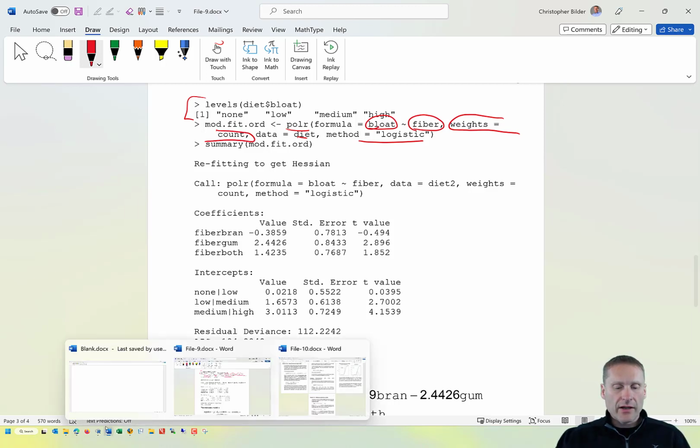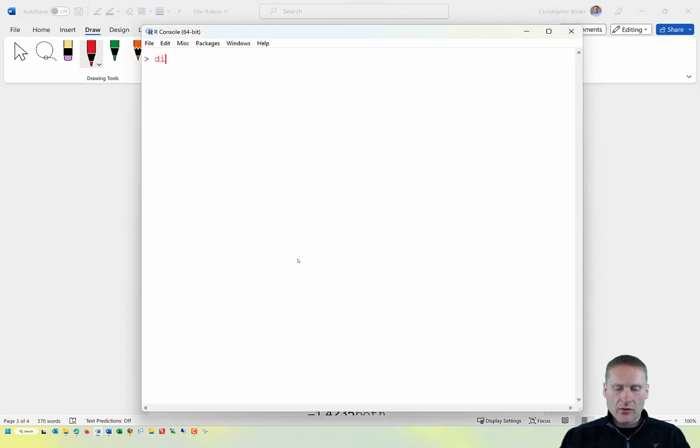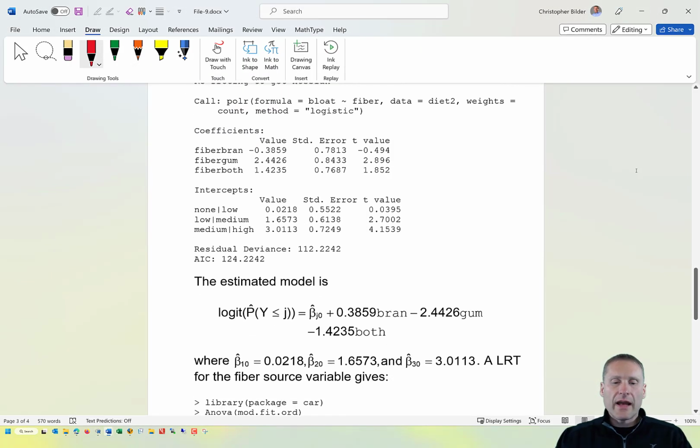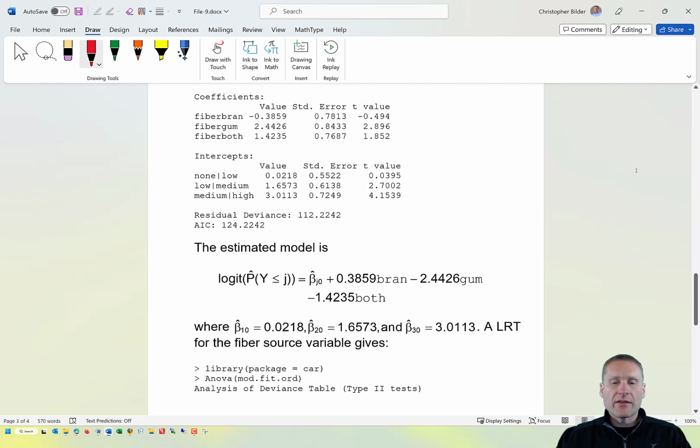Now I do add a weights argument similar to what we had with the multinomial regression model. The reason is if we actually look at our data, which is already in R here, notice how we have count as a column of our data frame. And so this 5 here represents that there were 5 observations that both had gum as the fiber and high as the bloat. And we need to tell R to take that into account. So we estimate the model, we summarize the output.